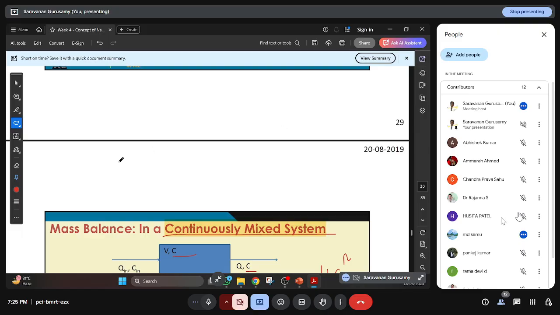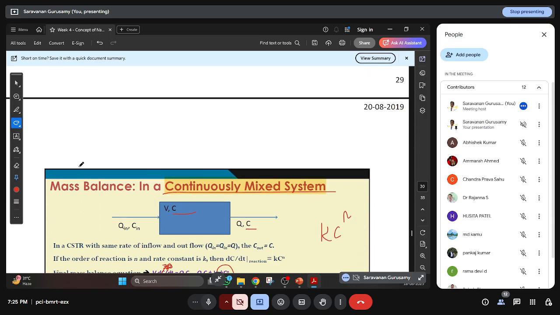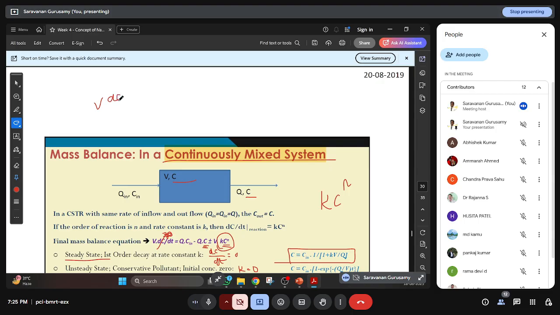Can you repeat, please? Yes, I will repeat. So the basic formula is V dC by dt equals Q C in minus Q C out plus or minus V into dC by dt of reaction, right? The reaction I am converting to a first order reaction. And if it is a continuously mixed system, I know the C out will be equal to this C. So C and C will be the same. And if it is a steady state, the left side will become 0 because there is no change of concentration with time.